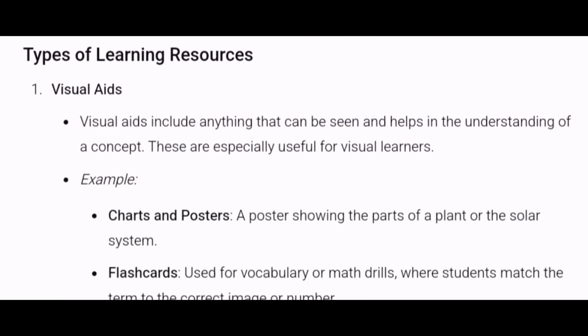Types of learning resources. So number one is visual aids. What do you understand by visual? Visual means something which you can see with your eyes. So visual aids include anything that can be seen and helps in the understanding of a concept. These are especially useful for visual learners. Of course, we have different types of learners. Some learn by visuals, by looking at photos or images, and some learn by listening to lectures. Some learn both by listening and by watching, right? So they are different types of learners.